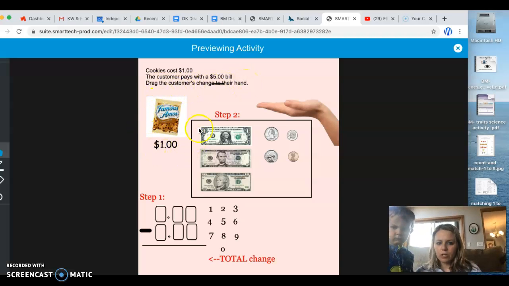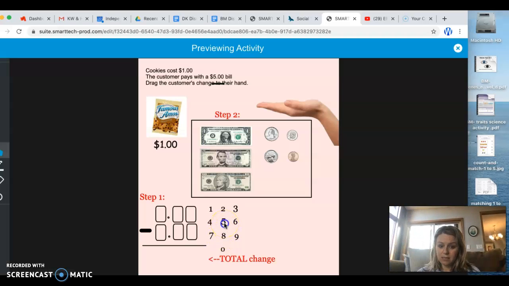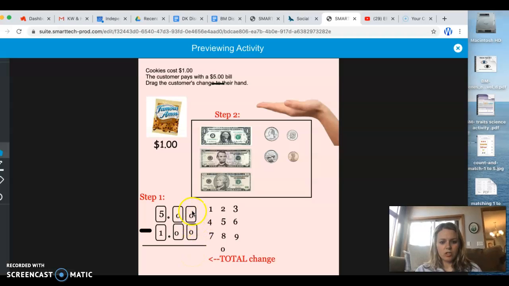So the first thing we're going to do is figure out how much total change our customer is going to get. So we're going to start with the amount that the customer pays. So in this one, it's $5. Okay. And then our cookies cost $1. And now that we have that, we're going to subtract to find our change.